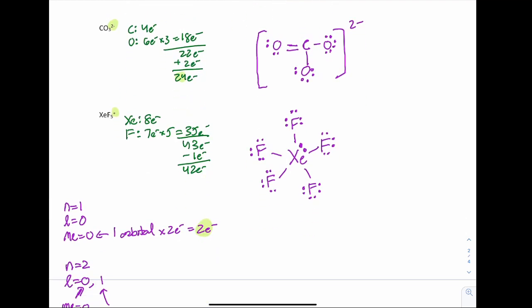Xenon, those fluorines we know have 8. Xenon itself has more than 8. So this is done with the exception that it does have a positive charge, so brackets and that positive charge.